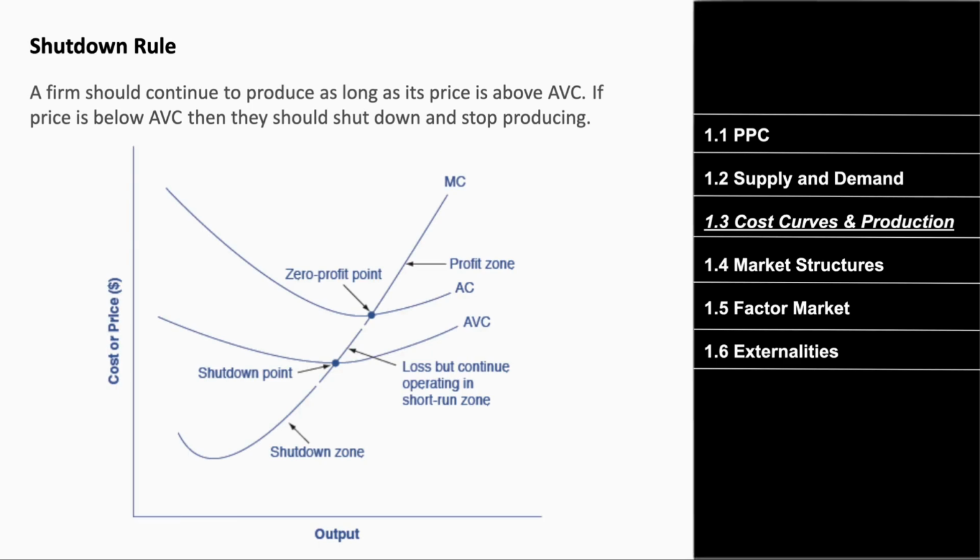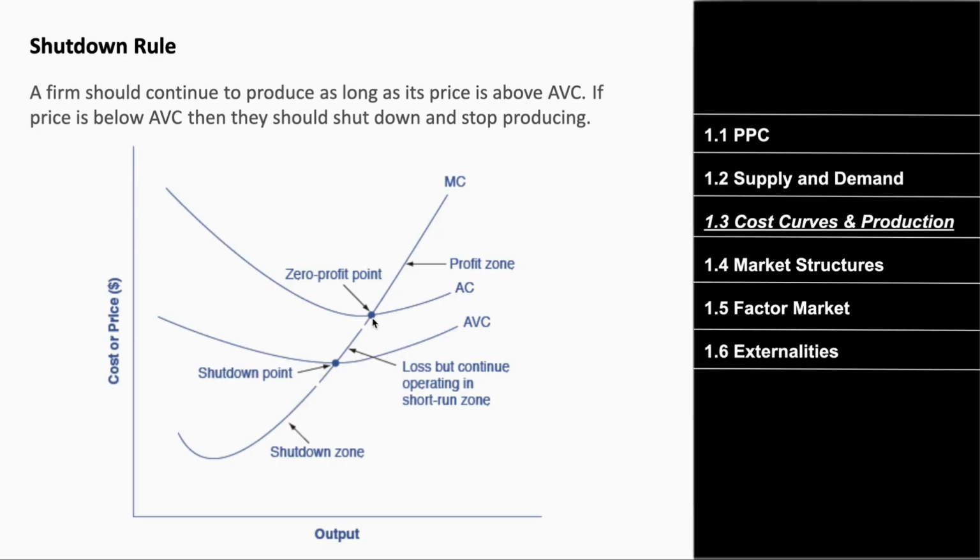Then we have the shutdown rule. It's a rule where it says that a firm should continue to produce as long as the price is above average variable cost. If price is below AVC, then they should shut down. So for this graph, we have the marginal cost curve, AVC, average total cost or AC, and here at the zero profit point, that's AC and it intersects MC.